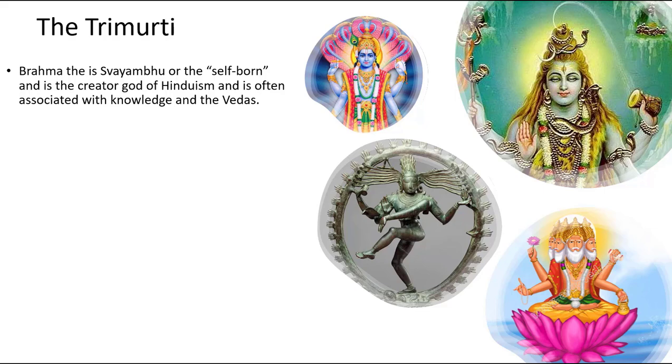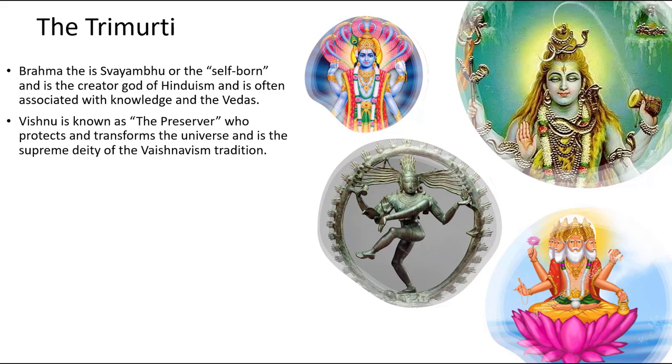The next is Vishnu. Vishnu is known as the preserver, who protects and transforms the universe, and is the supreme deity of the Vaishnavism form of Hinduism. It's a sect within Hinduism, sometimes known as Vishnuism, that worships him exclusively. This would be a form of henotheism, as we talked about in one of our first lectures: you believe in many other gods, but you primarily worship one god alone. Vishnuism is, in fact, the largest denomination of Hinduism, with around 64 million followers, or 67% of all Hindus seeing themselves as followers of Vishnu.